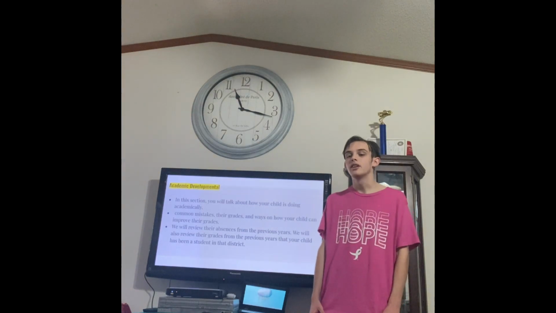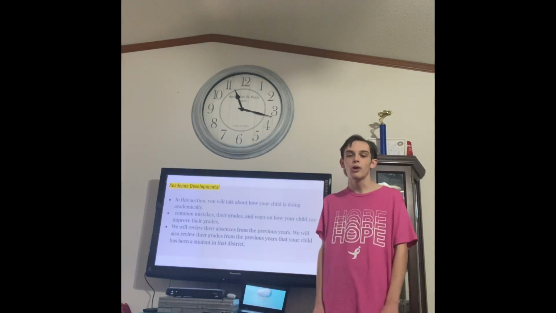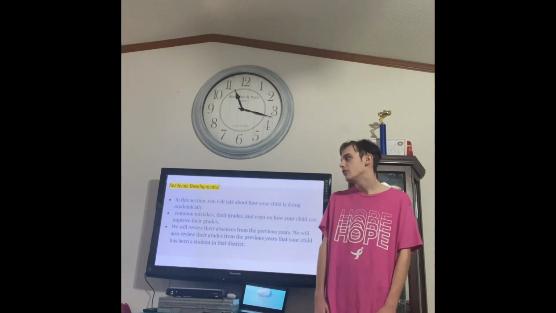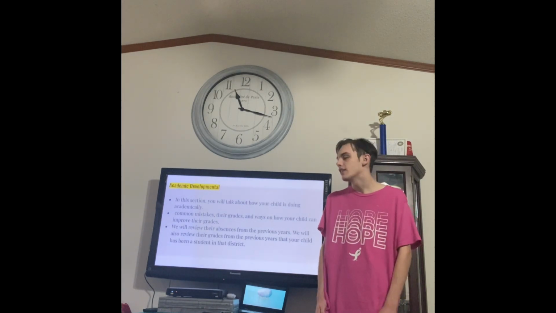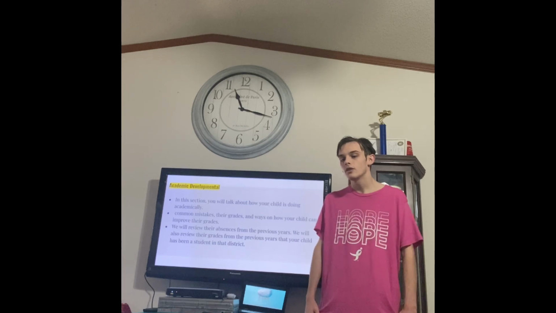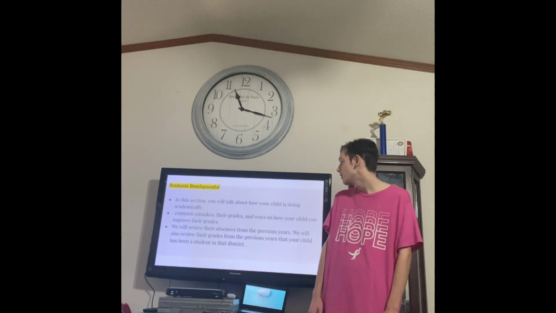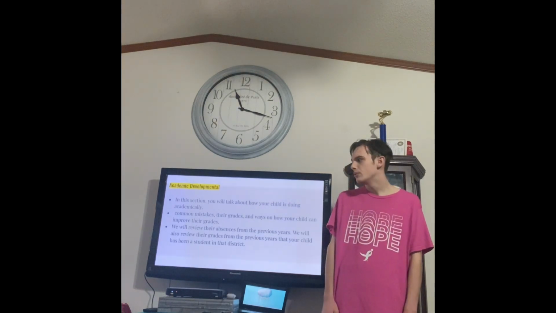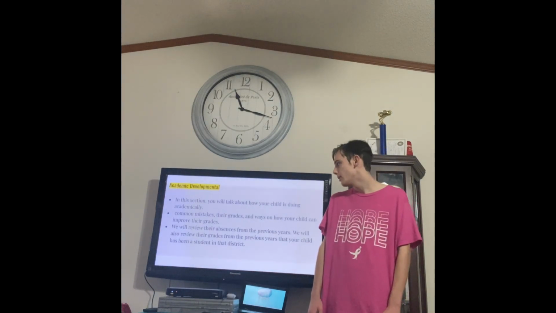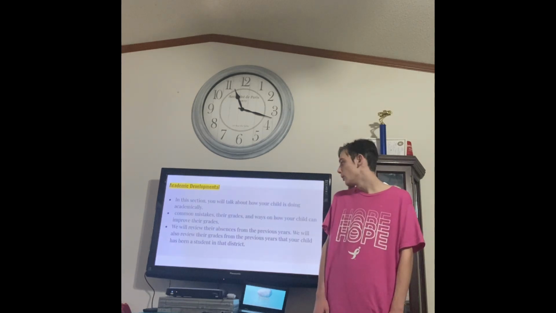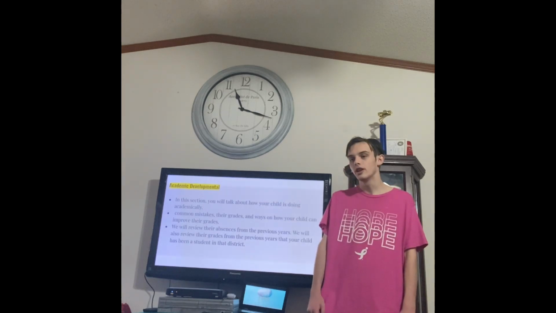Academic development is another full section part of an IEP. The academic development looks at how your child is doing academically. In this section, the IEP goal creator will look at common mistakes, your child's grades, and ways your child can improve their grades. They will also review absences from previous years, and they will also review grades from previous years that your child has been a student in that district.